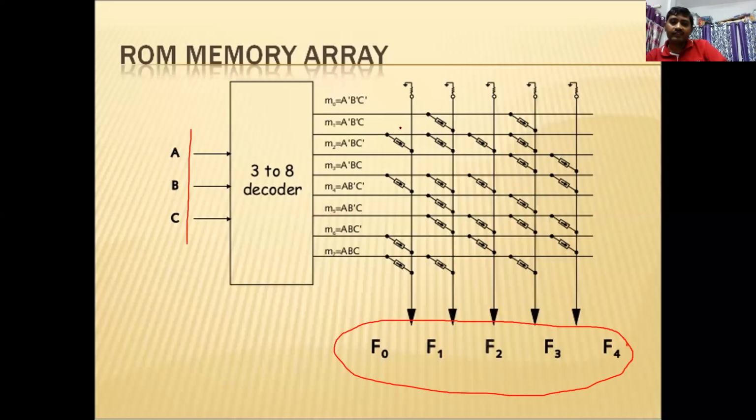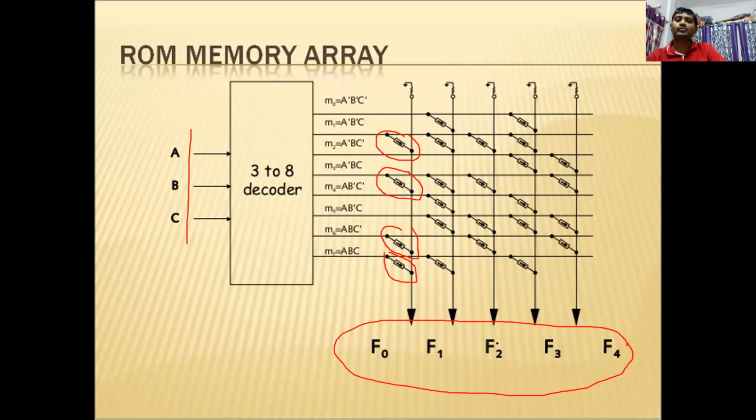Here everything is connected in this way. This is called a connectivity fuse, so we are programming it. For example, when you connect this one, it is called programmable. See how F0 is programmed. It is connected in 4 locations: here, here, and here, right? It is connected at M1, M3, M6 and M7. So the F0 expression will be M1 plus M3 plus M6 plus M7.